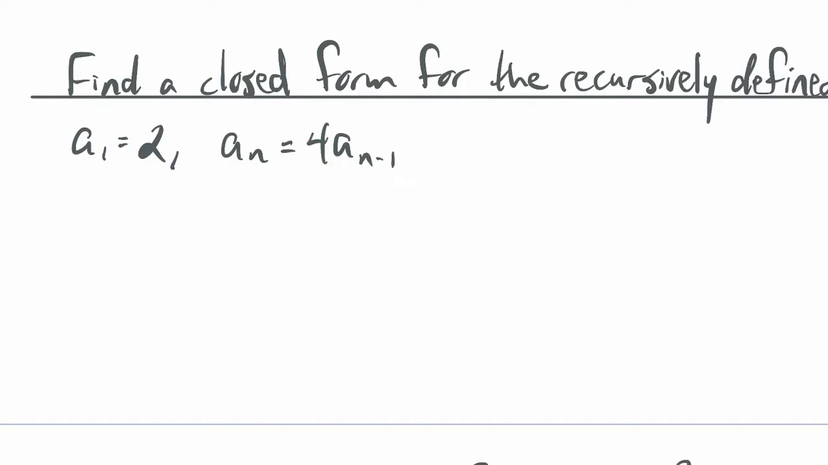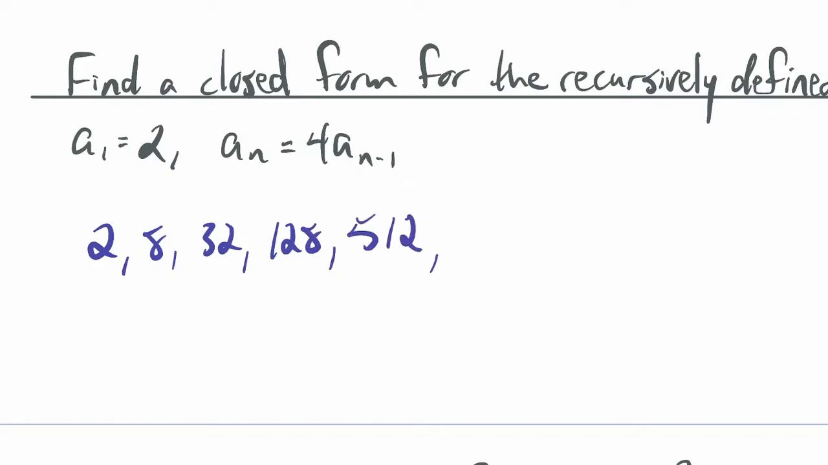So a sub 1 is 2. Again, we're starting at 1, but that's fine. To get the next term, we just multiply the one we have by 4. So 2 times 4 is 8, and then 32, and then 128, and then 512, and then 2048. So yes, this is clearly geometric.